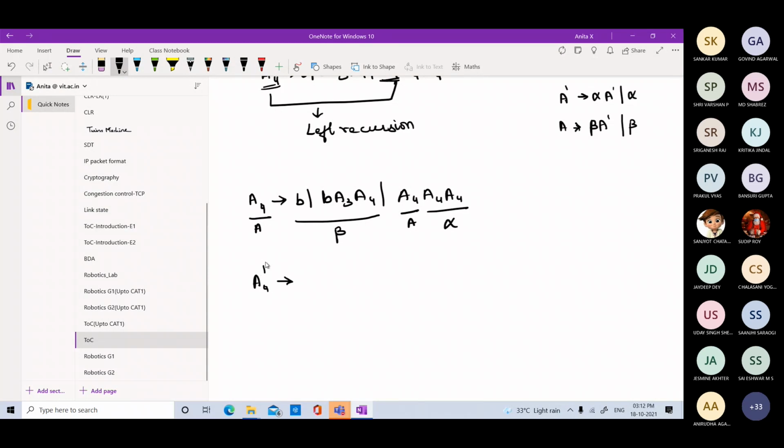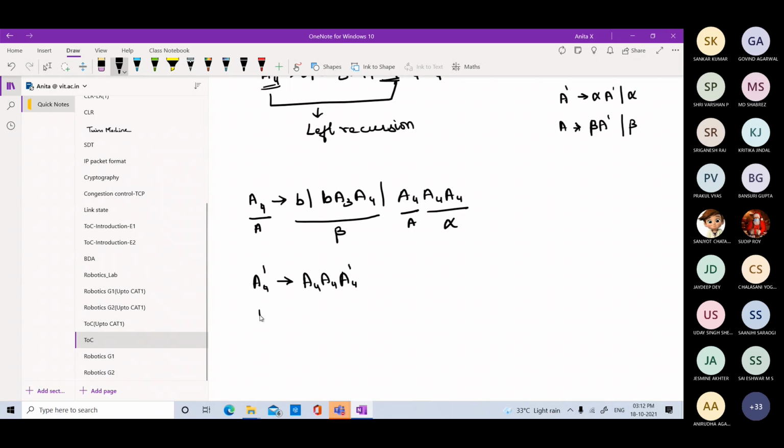Here, instead of A4 dash, you can go for any non-terminal which is not in this, such as P, Q, Z, anything you can go for. Just to avoid confusion, I'm making use of the same non-terminal with the dash. A4 dash derives alpha. So which is alpha here? A4, A4. Please note this A4 and this A4 are not the same. This is A4 dash, right? So A4, A4 dash.